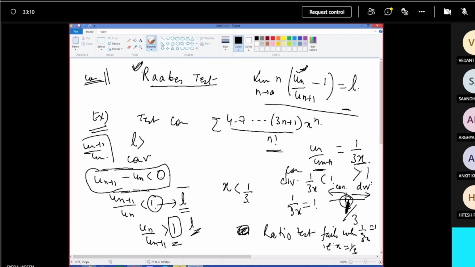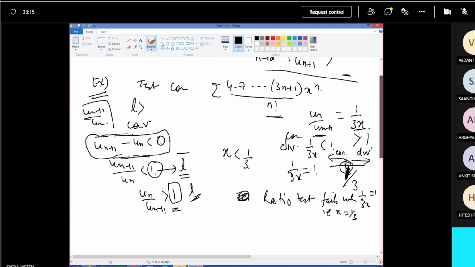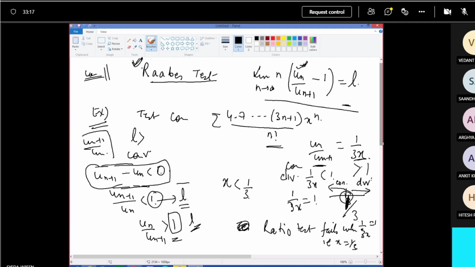Now we have to test exactly what is happening at 1/3. You can just use Raabe's test. Put the value of 1/3 in this expression and proceed further. Try it, and if it doesn't work out, we will tell you. It is coming divergent at x equal to 1/3. Yes, ma'am, it is divergent at x equal to 1/3. Very good. Post it and let's see once.